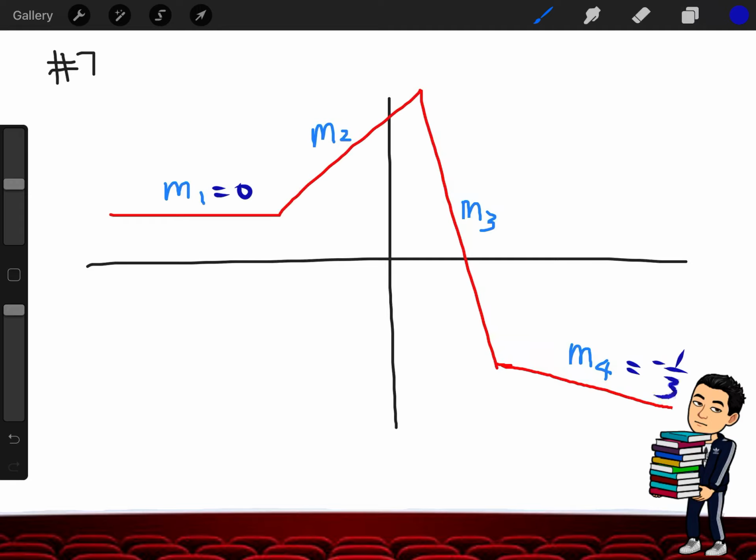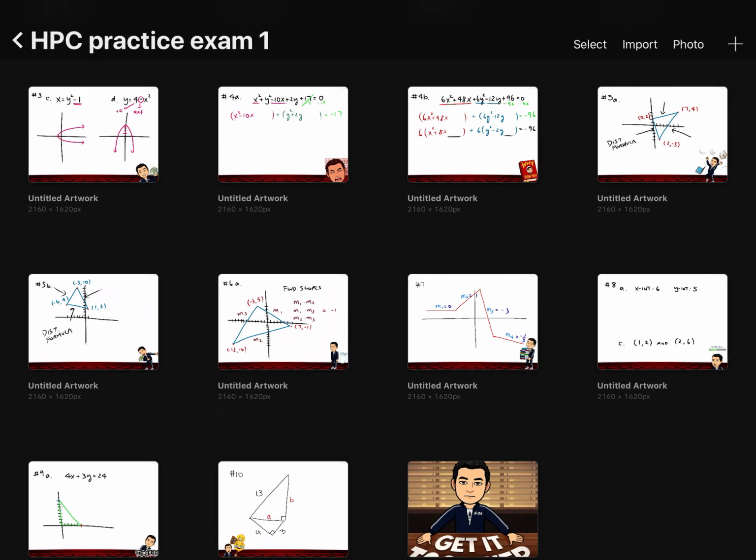M3 is going to be a very steep decreasing slope, so that could be anything negative but greater than 1 in magnitude, so it could be like -3. And M2 is going to be positive, so you can give it any value. I just call it 1. Then you just have to order from the least to the greatest. Let's look at the next one.